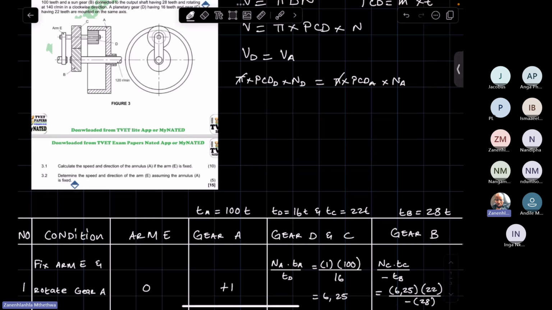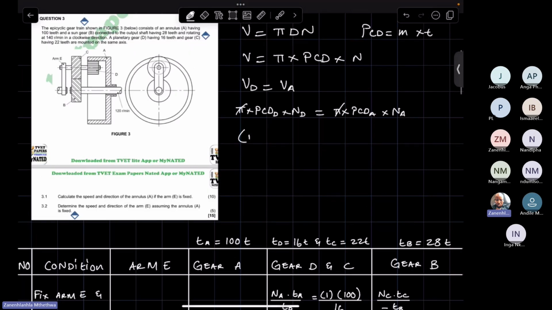So instead of PCD, we use its formula. The PCD is equal to the module times the number of teeth of gear D times the rotational frequency of D, which is equal to the module times the number of teeth of A times the rotational frequency of A, right?